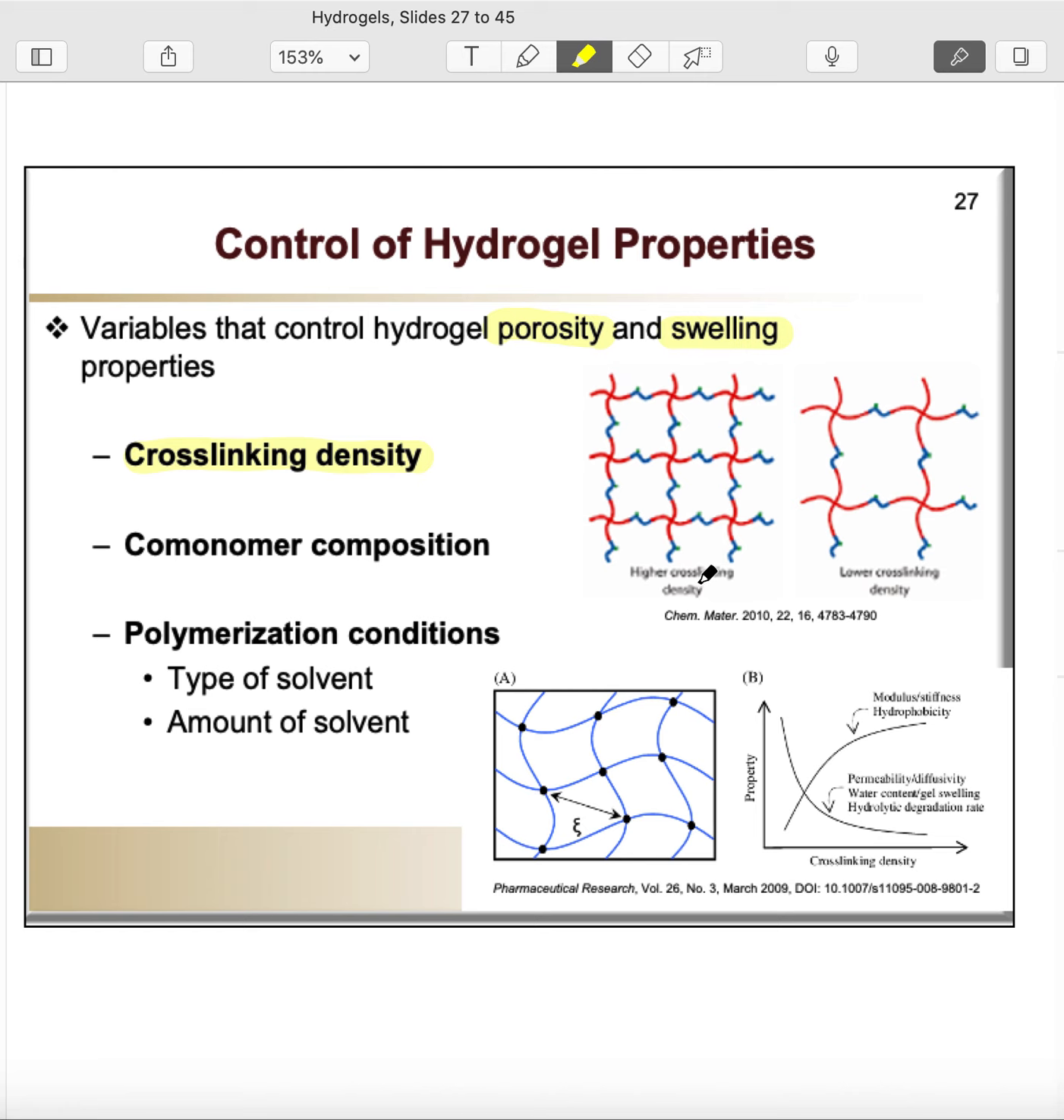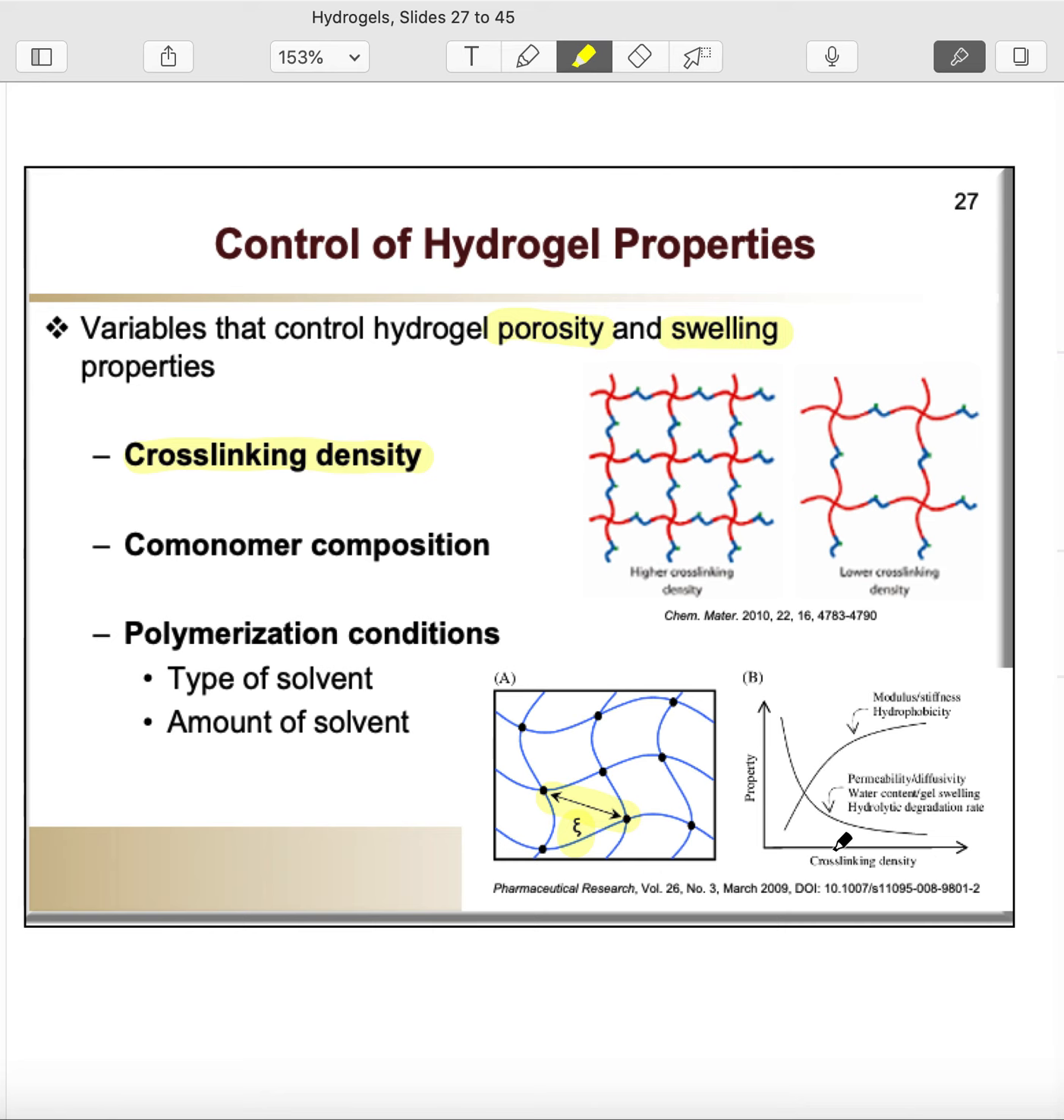One of the variables that we talk about when we talk about porosity of a hydrogel is this epsilon, which is the mesh size of the hydrogel. So we don't normally talk about the porosity size or the pore size, but we talk about the mesh size for the hydrogel, and that's epsilon.